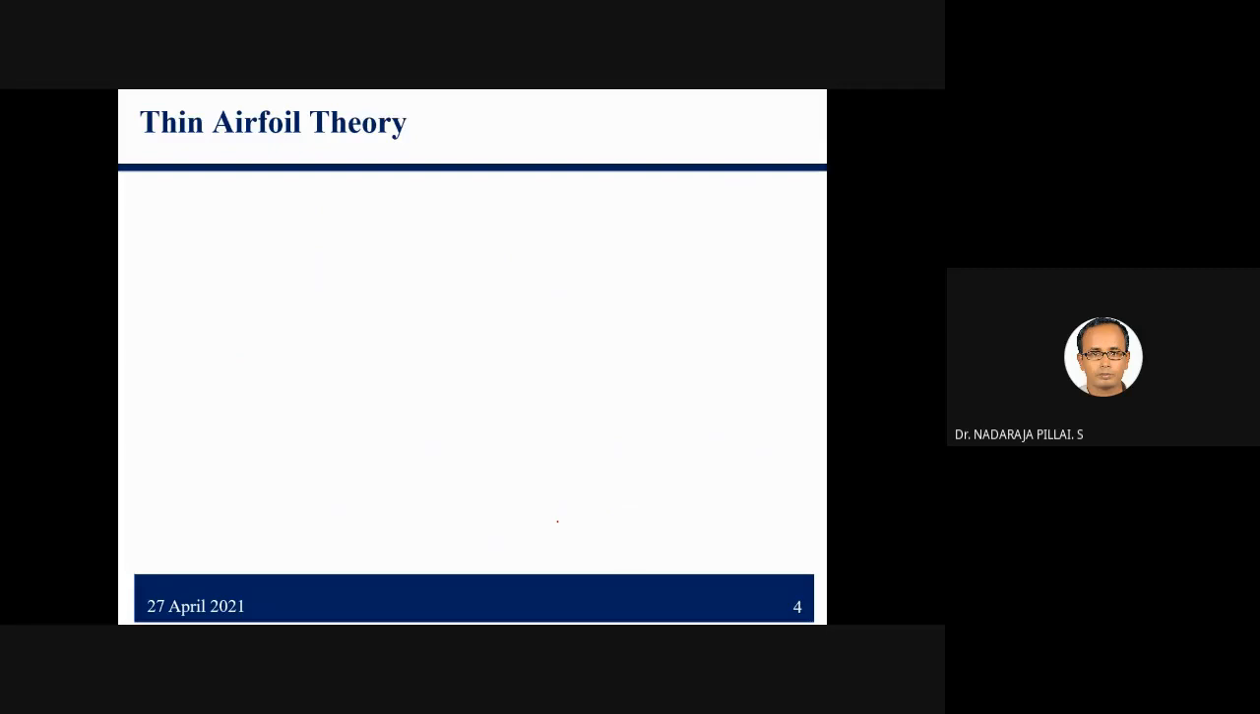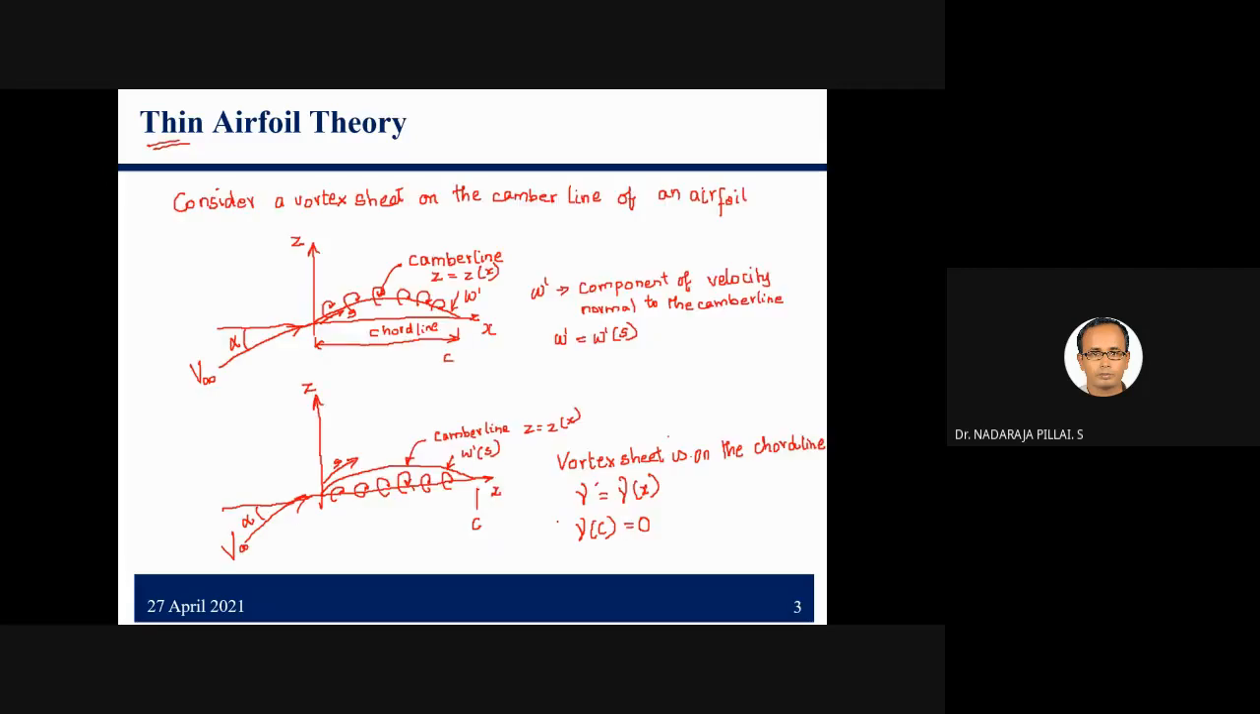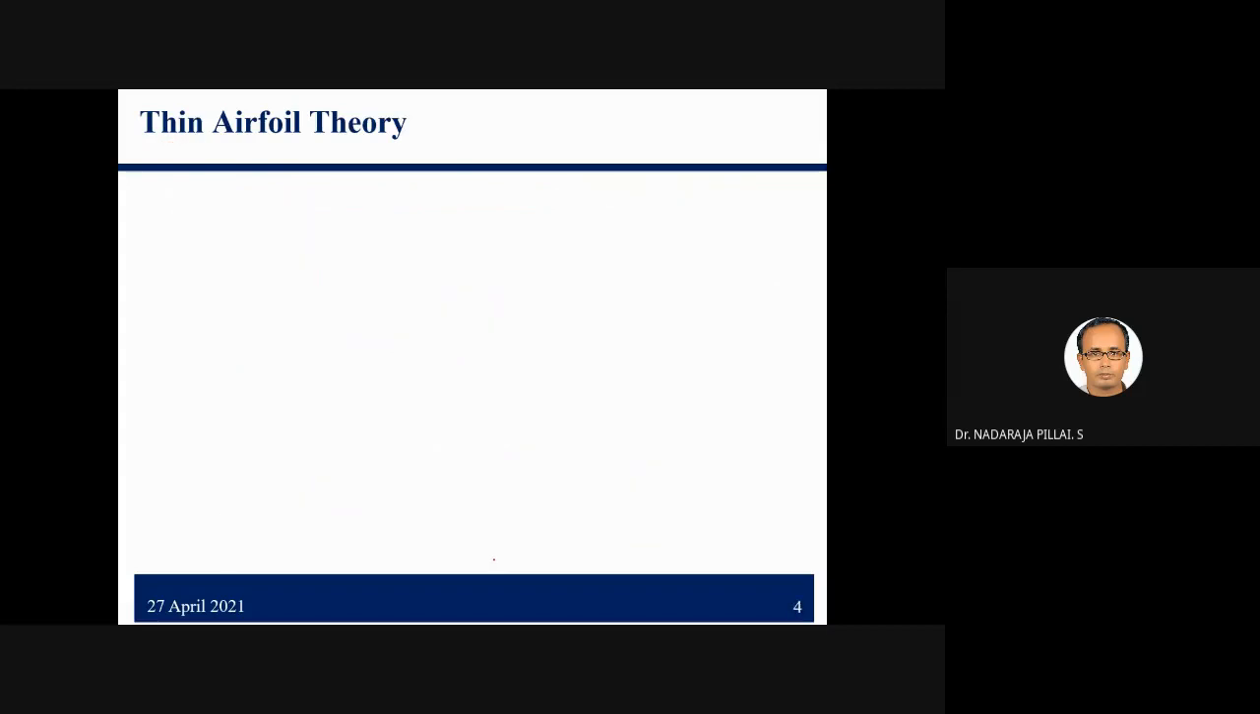Now, for the camber line to be a streamline, the component of velocity that is normal to the camber line, right here, normal to the camber line, must be 0 at all the points along the camber line. So the velocity at any point in the flow is the sum of the uniform free stream velocity and the velocity induced by the vortex sheet.